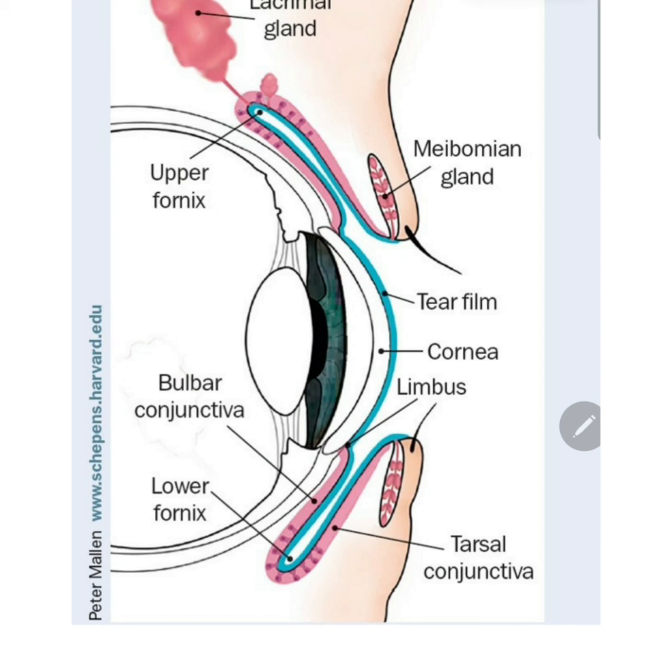The point of connection between the bulbar conjunctiva and the palpebral conjunctiva, like this one, is our fornix. The part on the upper eyelid is known as the upper fornix, and this one is known as our lower fornix.